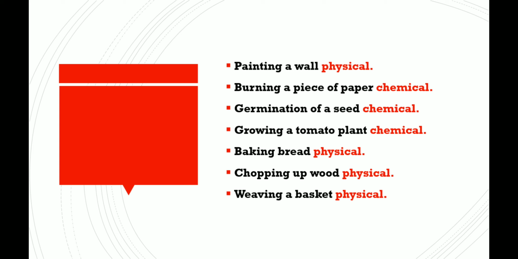Then 10th one, burning a piece of paper. It is a chemical change. Then comes the 11th one, germination of a seed. It is a chemical change. Then comes 12th one, growing a tomato plant. A chemical change. 13th one, baking bread. It is a physical change. 14th one, chopping up wood. It is also a physical change. And finally, the 15th one, weaving a basket. It is a physical change.